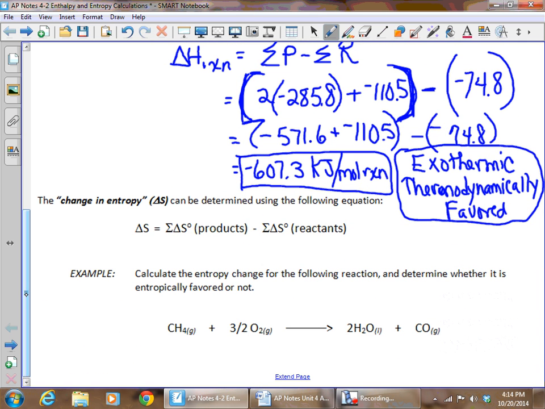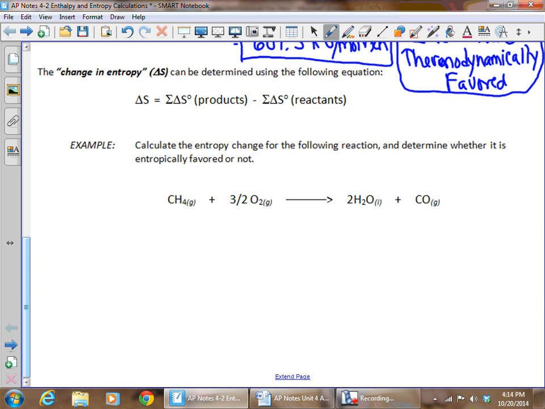Let's do the same reaction now. We can do the same type of equation, but this time we're going to use the entropy values from the table, and we're going to calculate the change in entropy for this system. Again, same exact equation. We're looking at the sum of the products minus the sum of the reactants. We're just going to be looking up a different column. So if you look for CH4 under the S column, the entropy column, we get 186.2.